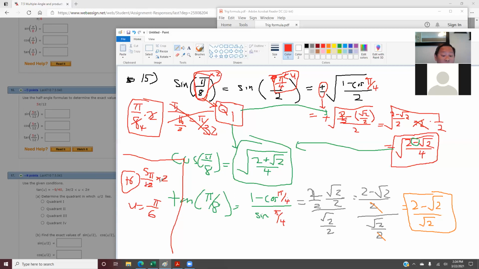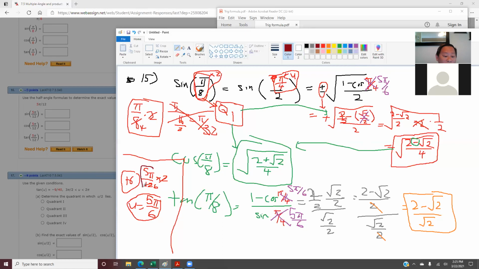So this will become 6. What do you still have on top? You still have 5 pi over 6. So this is your u in this case. So what you need to do is change all this to become 5 pi over 6, and then use your unit circle to figure out what is cosine of 5 pi over 6 and sine of 5 pi over 6. And then the next thing you need to figure out is what quadrant.